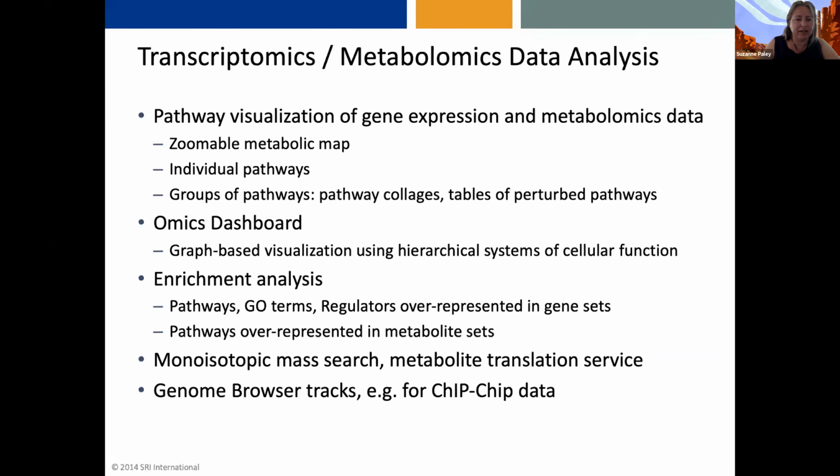I'm probably not going to get to these other ones, but I'll mention them briefly. We also can do enrichment analysis. If you have a set of genes that are upregulated or whatever in some experiment, we can map those to enriched pathways or to GO terms or to regulators. If we have a set of metabolites, we can match those to enriched pathways. We also have various ways to search for metabolites using monoisotopic masses from mass spec data, and metabolite translation services. We can map data onto the genome browser, such as ChIP data. But I'm mostly going to be focusing on these first two options today.